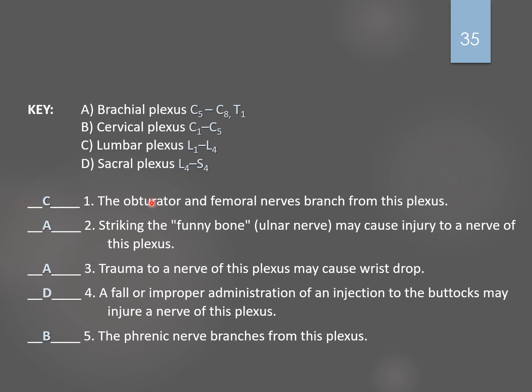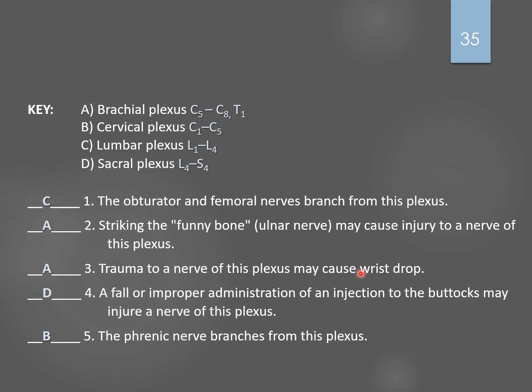Now let's look at these. The obturator and femoral nerves branch from this plexus. That's going to be lumbar. Striking the funny bone, that's when you hit your ulnar nerve, and that causes that tingling, and that's from the brachial plexus. Trauma to this one will cause wrist drop.